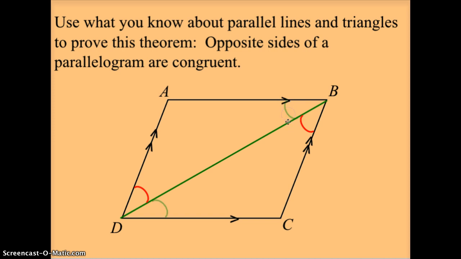Likewise, the green angles are also congruent because AB and DC are parallel and create those alternate interior angles. Please pause the video and write down what theorem of congruence would make those two triangles congruent to each other.